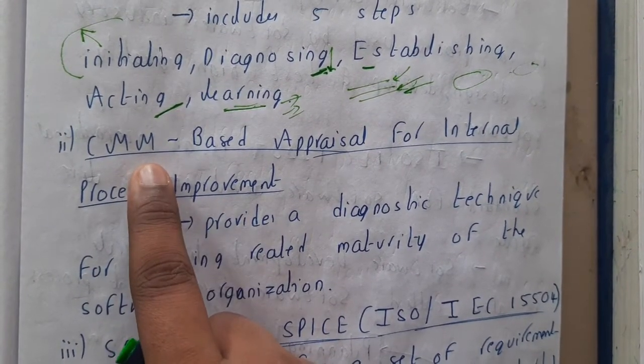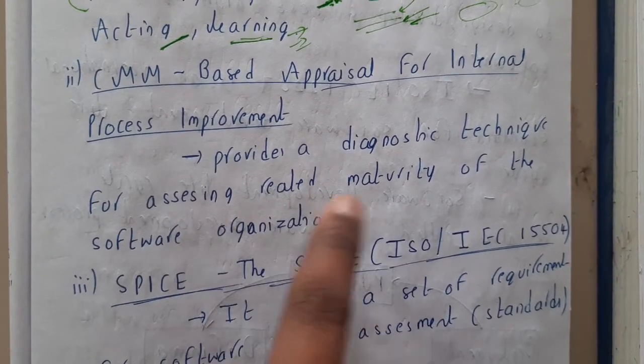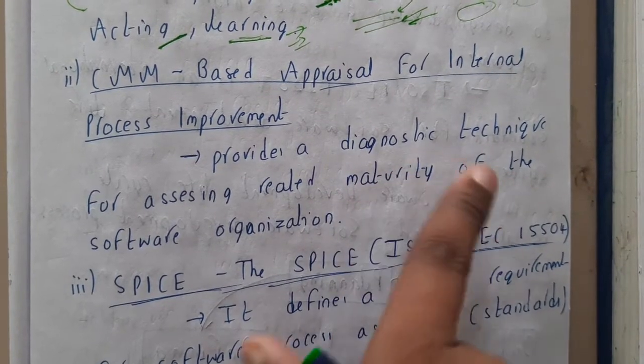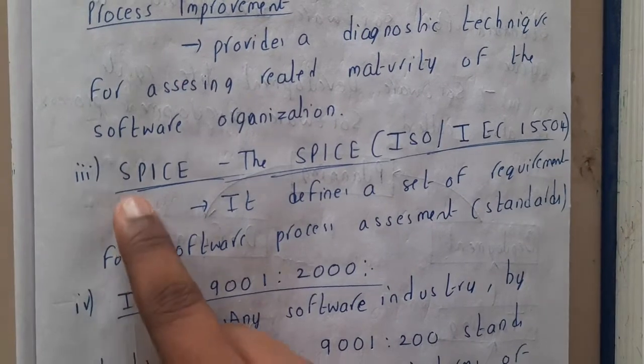The next is a CMM-based appraisal for internal process improvement. This also comes under maturity, guys. It provides a diagnostic technique for assessment related to maturity, the maturity of the software organization. So it is also used for checking maturity.